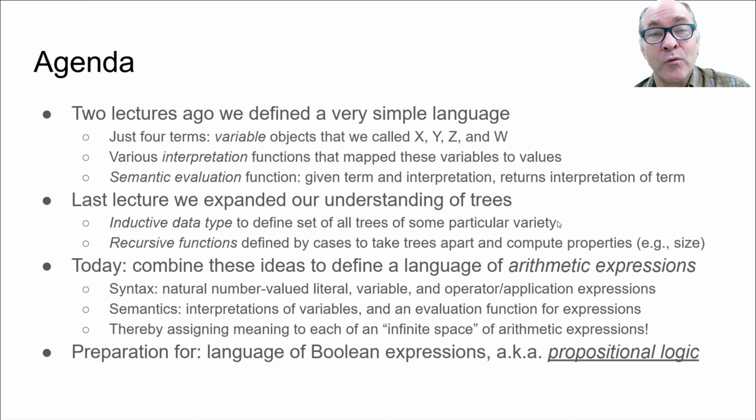Today's lecture is preparation for a very near future transition where we'll go even simpler and look at a language of Boolean expressions. In Boolean expressions, we don't have plus and times and minus applied to expressions that mean natural numbers. We have Boolean operators like and, or, and not applied to smaller expressions that mean Boolean values. So that's where we're going.